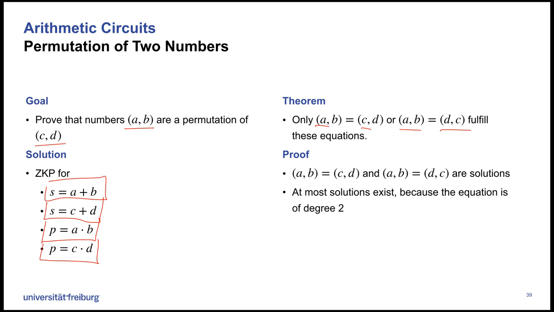So what we have proved is that we have a permutation of two numbers. I have two numbers here, and here's another commitment that also has two numbers, and they could have changed the order, but it's still the same two numbers. So it's a proof of permutation of two numbers. Zero knowledge proof.